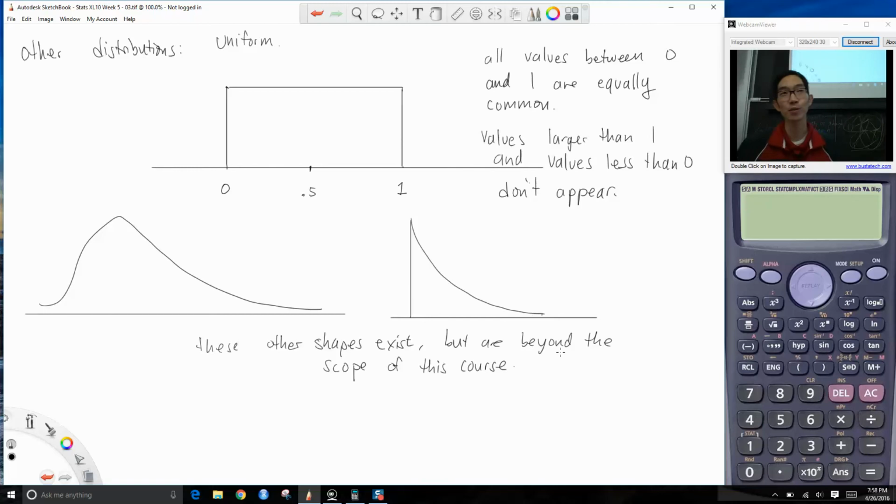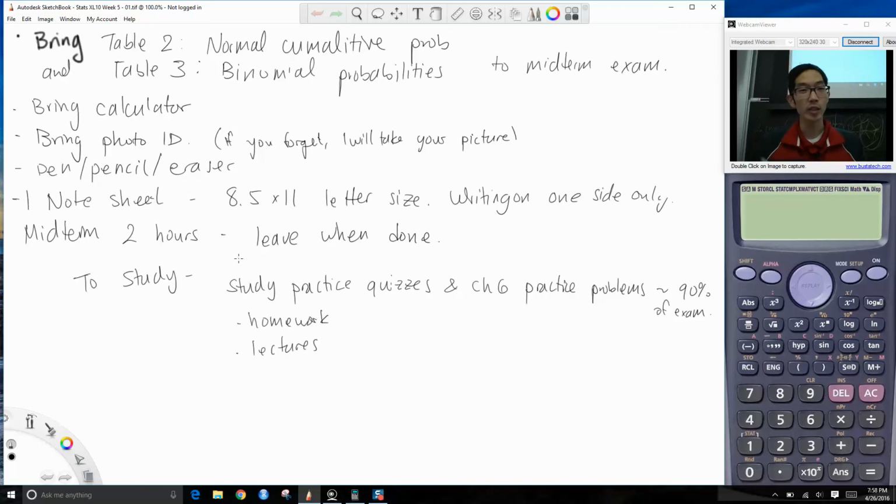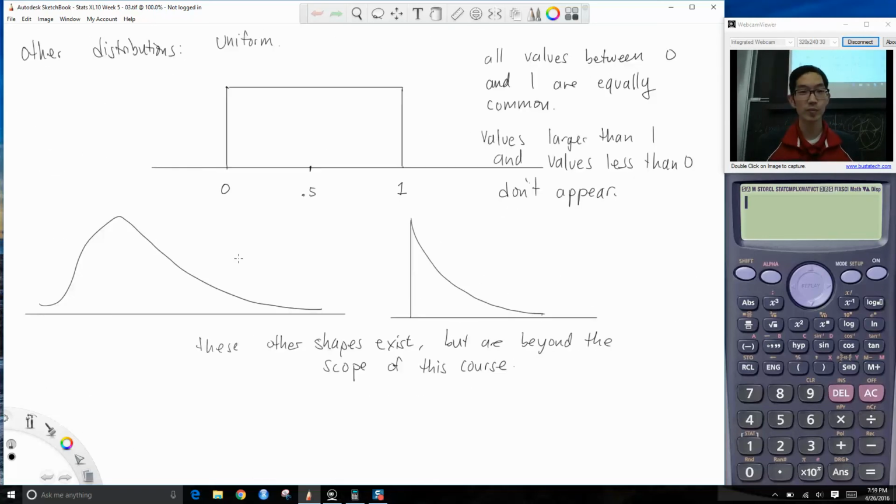Okay, so on the previous page we had this, it's saying basically if the data follows this shape, values of 100 should be twice as common as values of 80, etc. Okay, so this is kind of a theoretical guide on how common or uncommon certain values should be, and we can do analysis based on that. Okay.